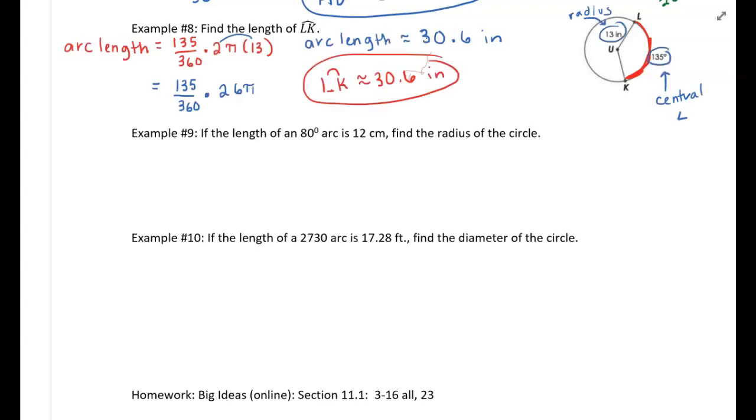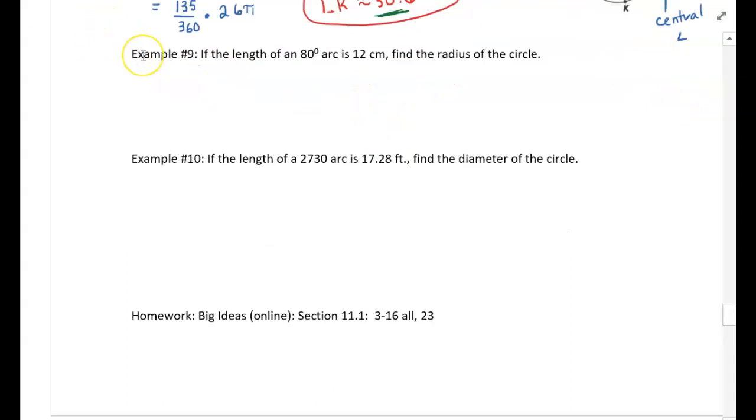Alright, so hopefully you worked this out, and even more hopefully you got 30.6. When you look at this, right here is your central angle, so we're going to use 135 and plug that into our central angle part of the formula. Then our radius is 13, so we're going to plug that in right here. And when you put this whole thing in your calculator, you should get 30.6 inches.